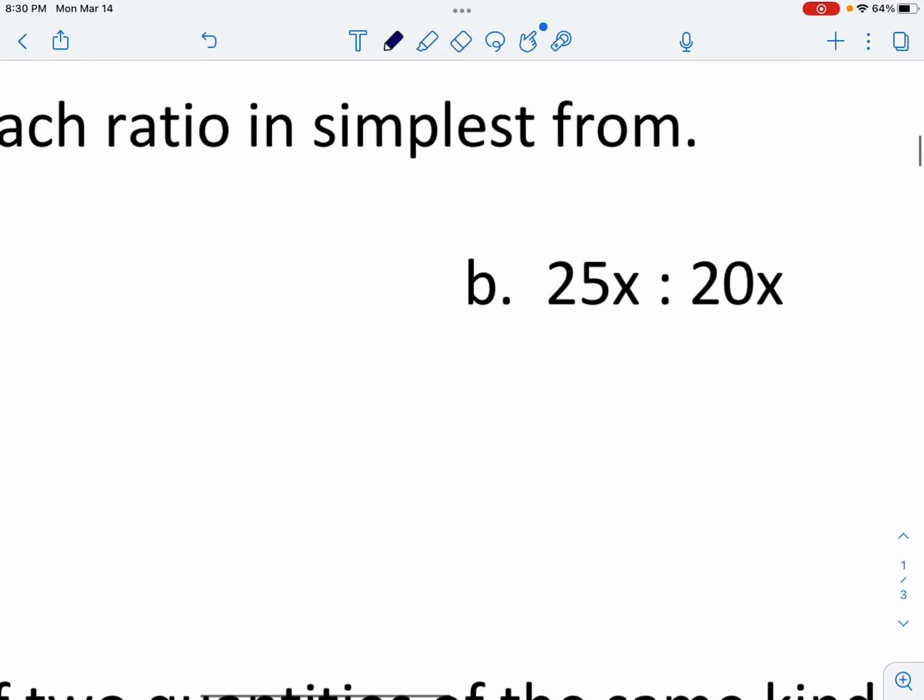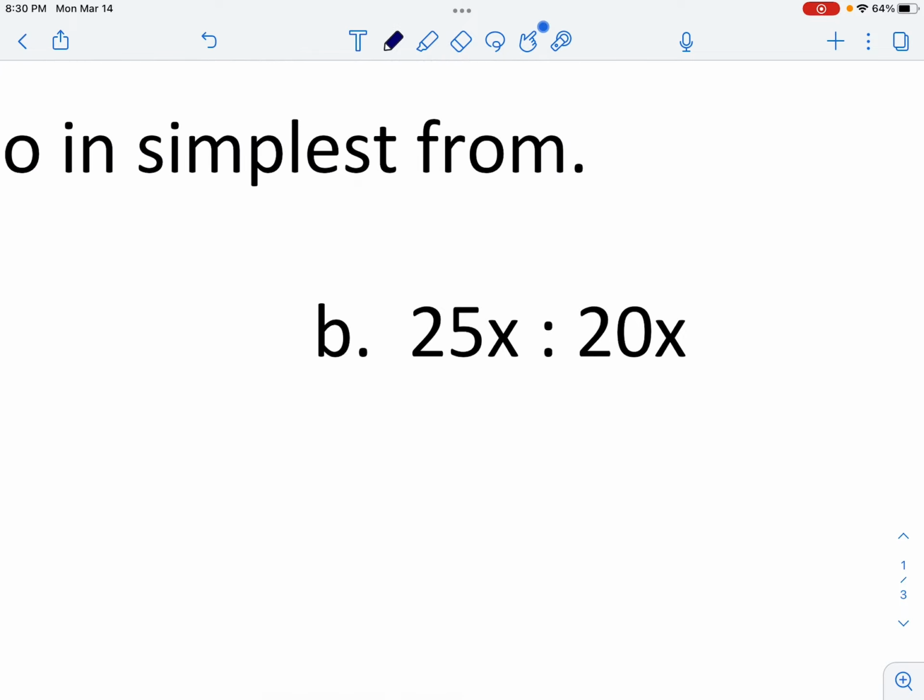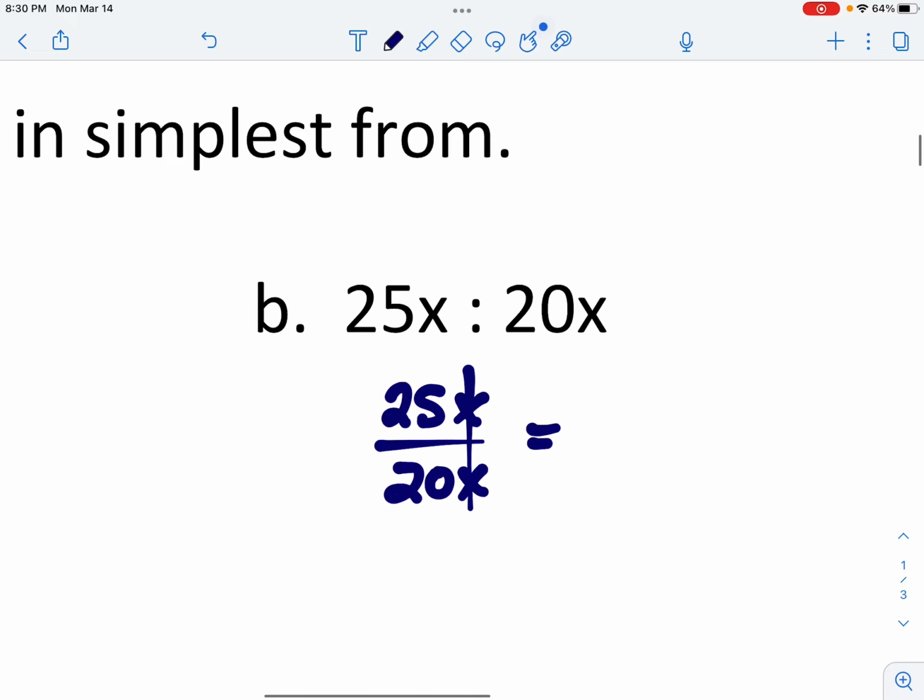All right, try B. So we can write B as a fraction. We're going to write 25x over 20x. Just like we would simplify fractions with variables, we're going to do the same thing. Our x's can cancel. And then I can divide 25 over 20. I can divide both of those by 5, and I will get 5/4.